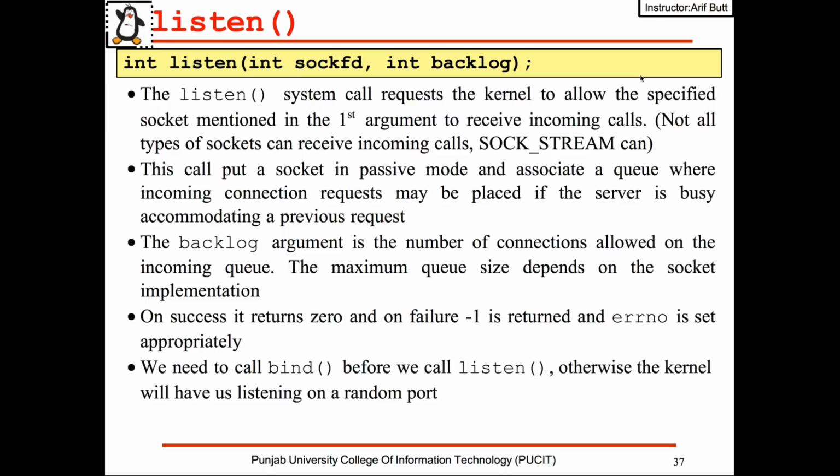Then we have the listen call, and the listen call requests the kernel to listen on the specific socket mentioned in the first argument, and this is the size of the queue on which the master socket can wait for this many connections. Normally the size of this is 10.